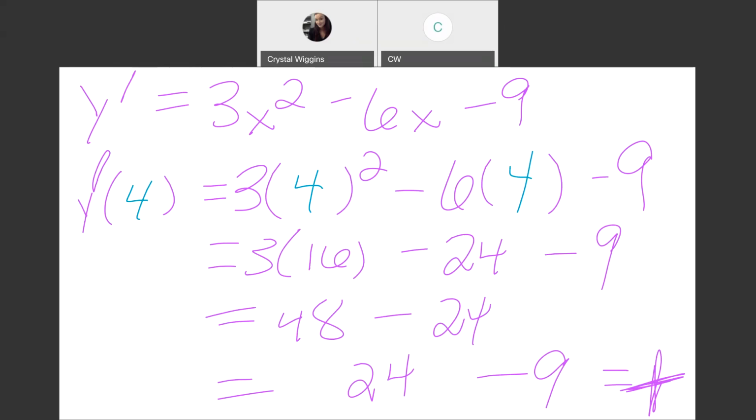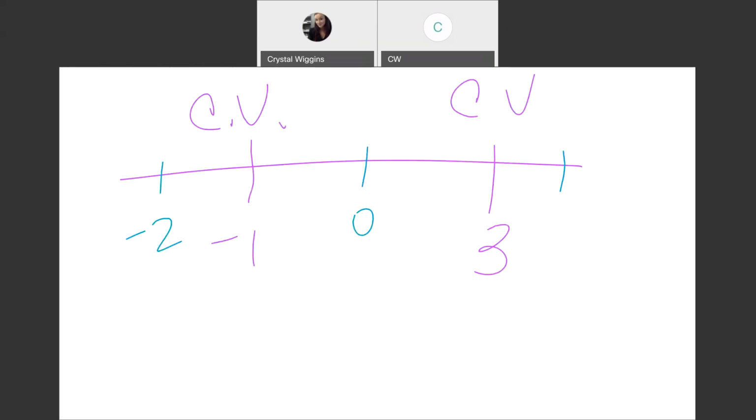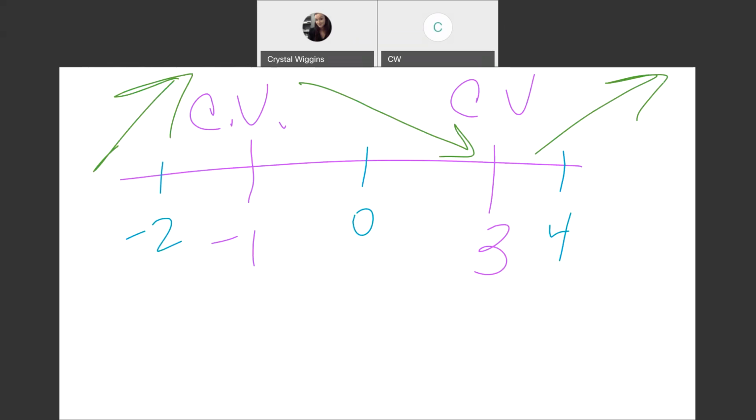So let me draw out what we just found. We had 2 critical values, a critical value of -1 and a critical value of 3. We chose 3 test points, -2, 0, and 4, in order to determine whether the function was increasing or decreasing around these critical values. We found that when we put -2 into the derivative, we had a positive result, which indicates an increasing function. When we put 0 into the derivative, we had a negative result, indicating a decreasing portion of the function. And when we put 4 into the derivative, we had a positive result, indicating increasing.